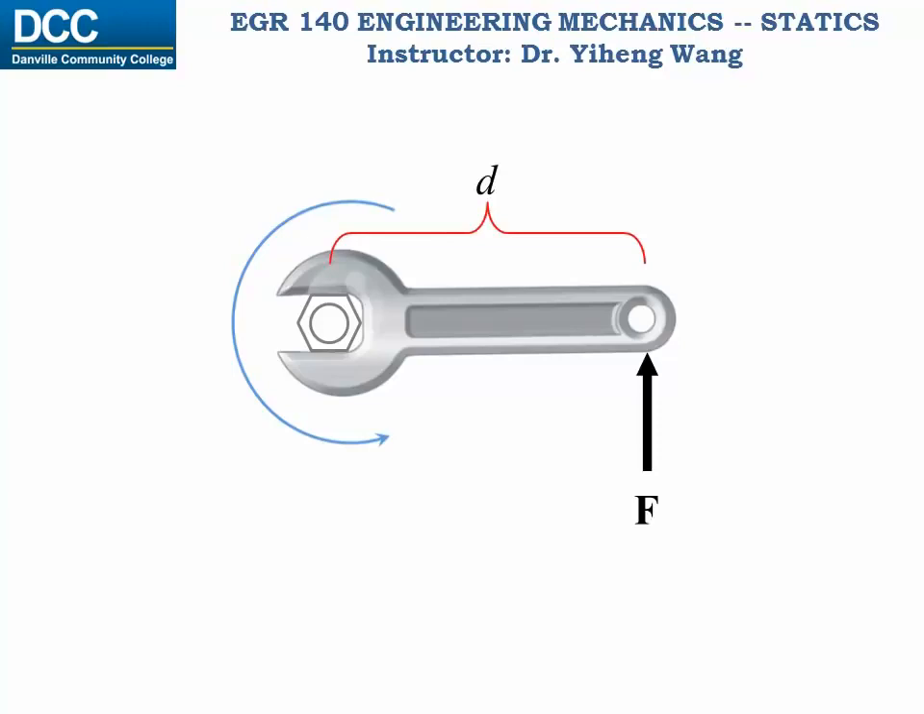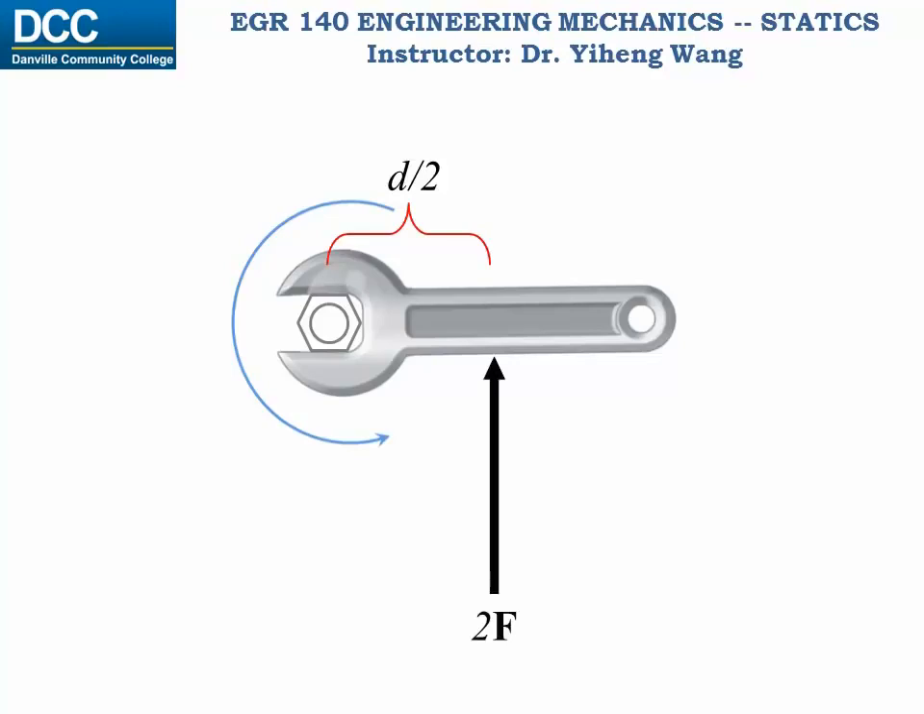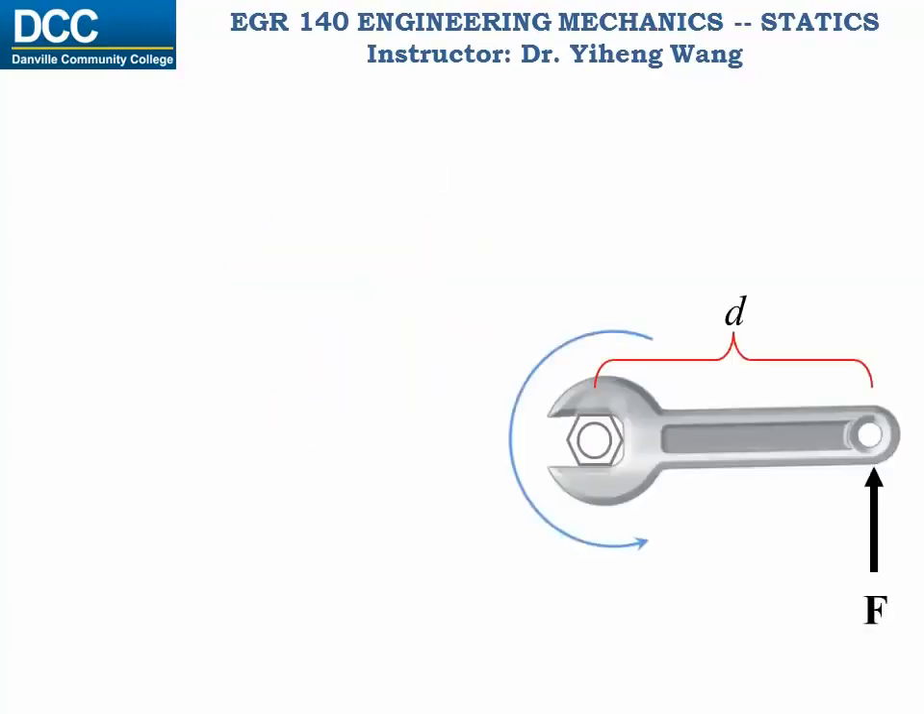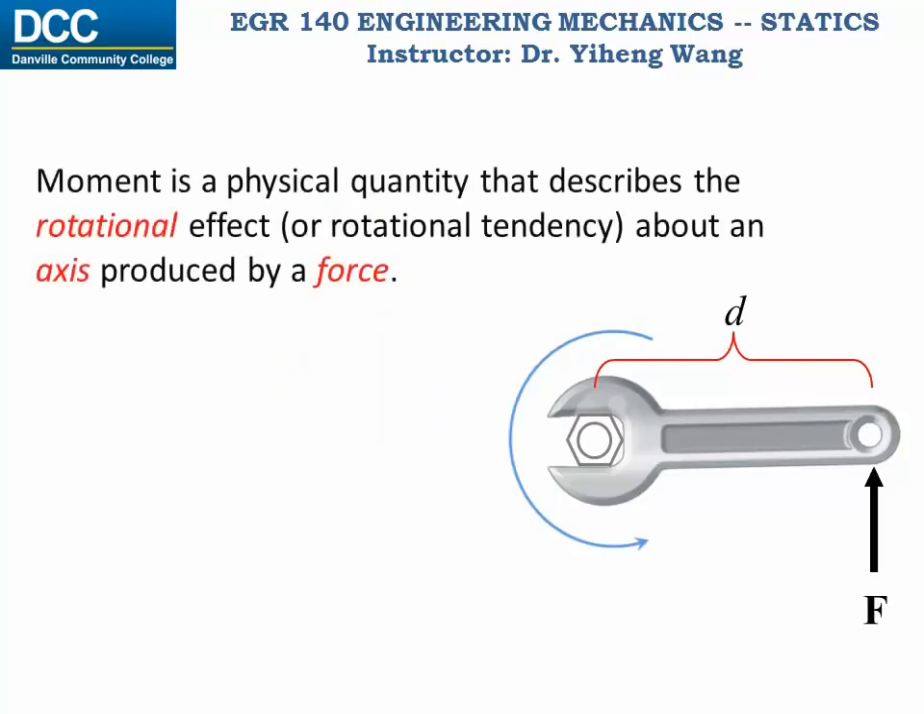What would happen if we shorten that distance, say by half? From experience, we know we must apply a bigger force now in order to create the same rotational effect on the screw. In fact, we need to double that force. Apparently, there's a certain quantity that needs to be achieved in order to loosen that screw. Therefore, moment is defined in order to quantify this rotational effect caused by a force about a certain axis.